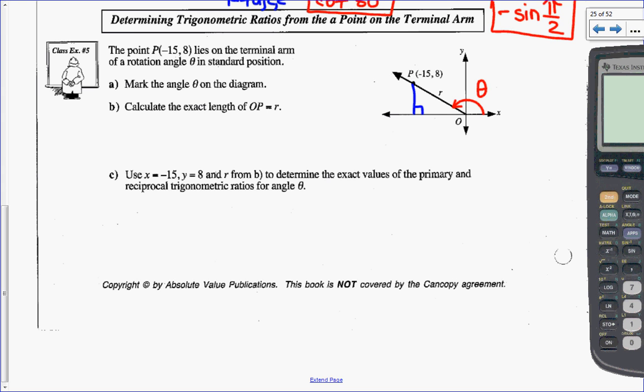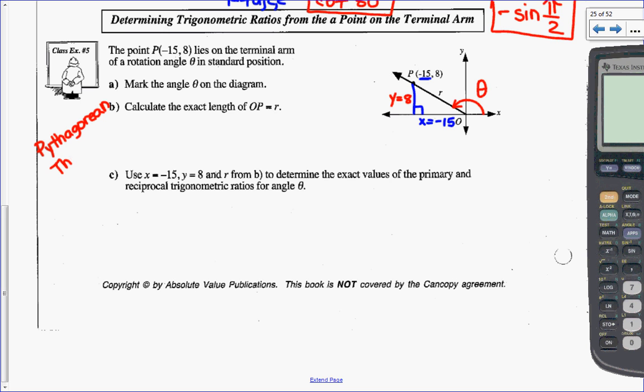And in that case, then we know that if this distance is directly below -15 as our x, then this x is -15, and this y value, the vertical value, would be y is 8, right? Okay, so when we know we have a right angle triangle and we know two side lengths, and we're trying to find r, our hypotenuse, we can always use the Pythagorean theorem to calculate the hypotenuse.